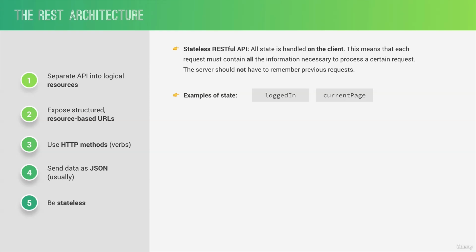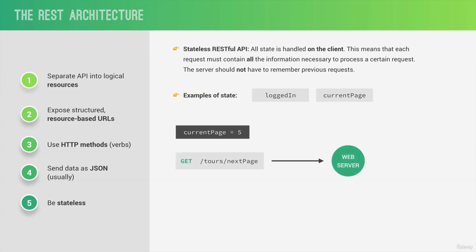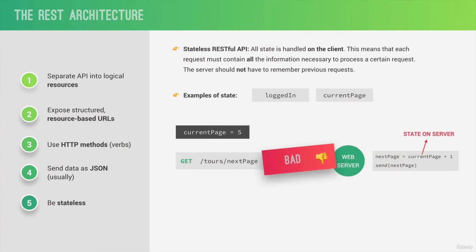So let's take the list with several pages as an example. And let's say that we're currently on page 5 and want to move forward to page 6. So we could have a simple endpoint called tours/nextPage and submit a request to it, right? But the server would then have to figure out what the current page is and based on that, send the next page to the client. In other words, the server would have to remember the previous request. It would have to handle the state server side. And that is exactly what we want to avoid in RESTful APIs.